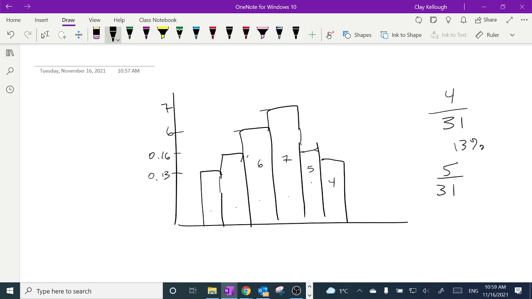0.16 of the data, right? And this bar here, which was 6 out of 31, well, 6 divided by 31 is 19% of the data. Or again, I like decimals better, 0.19 is how high this bar is. And then finally, 7 out of 31, 7 divided by 31 is 23% of the data. So this bar jumps up to 0.23.